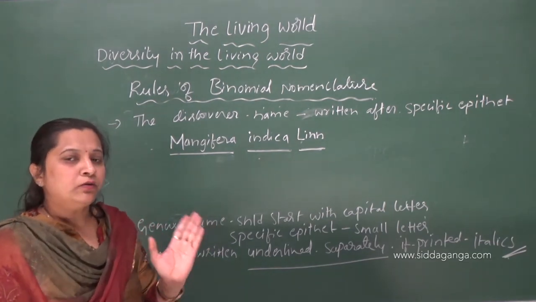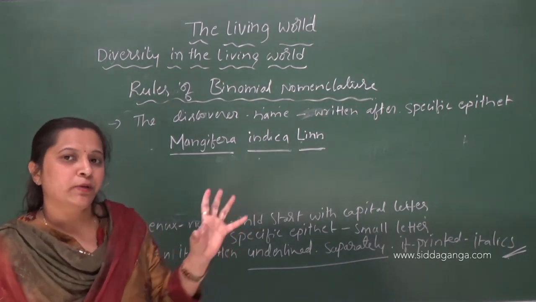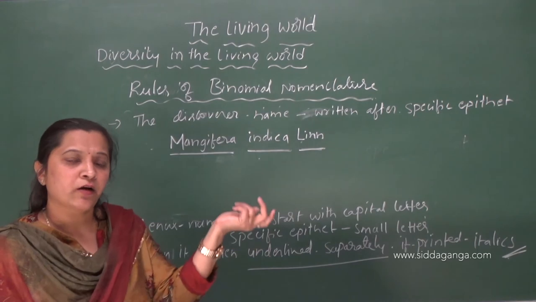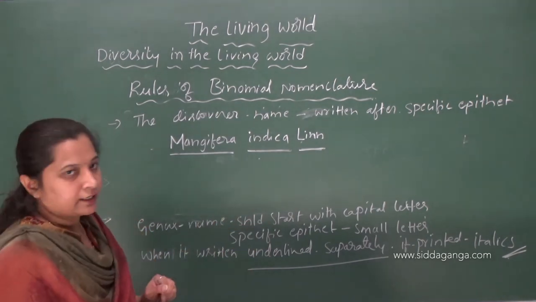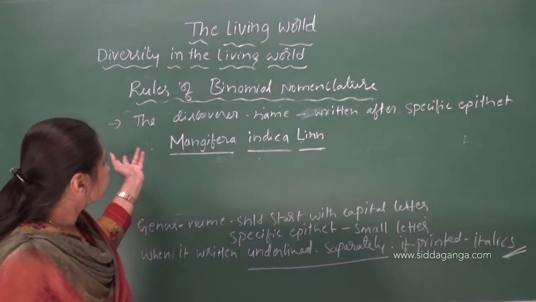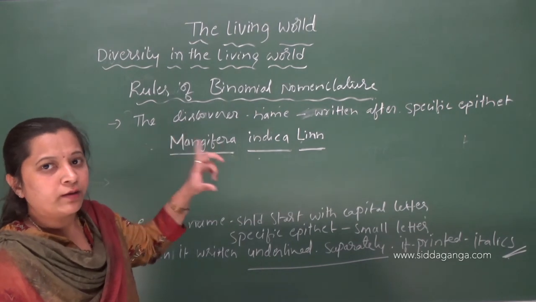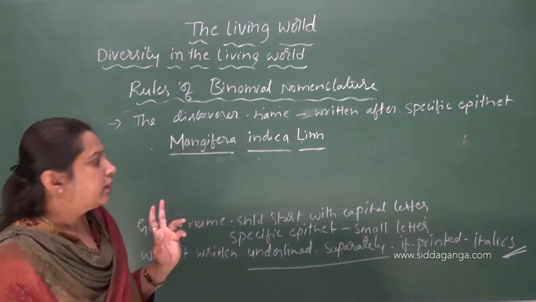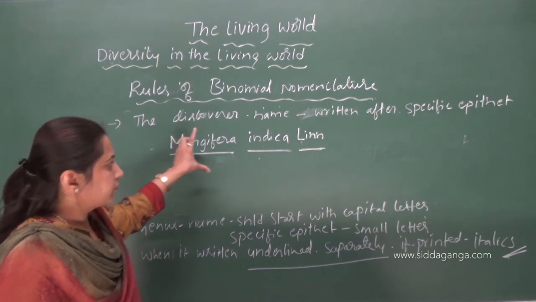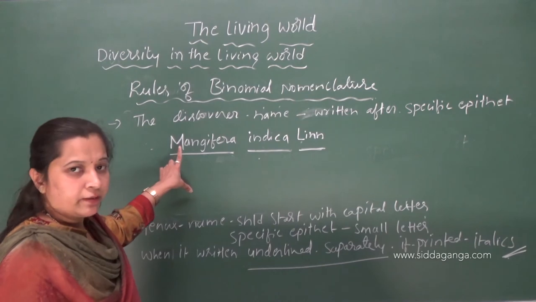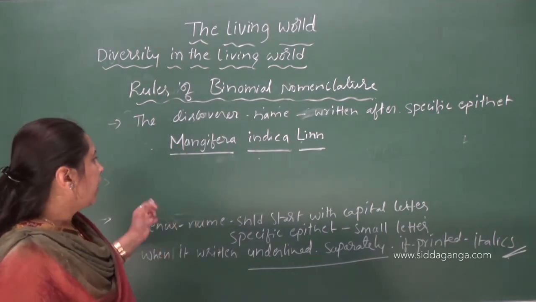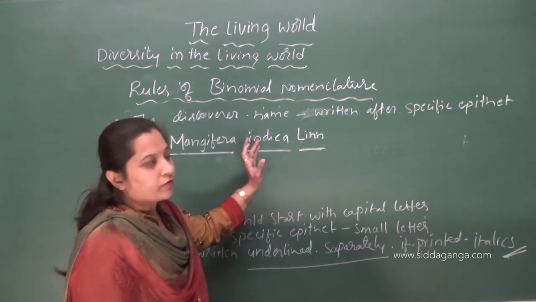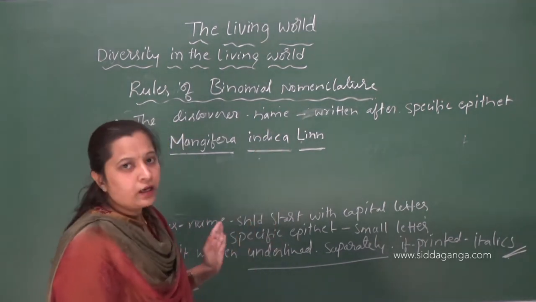According to the rules, biological names should be in Latin. The name must be derived from Latin, or Latinized irrespective of its origin, but it is in the Latin language. Every living organism is given only one particular name, and that consists of two components. The first is the genus name, and the second one is the species name. The genus name should be written first, followed by the species name. The first letter of the genus name should be in capital letter, and the species name in small letter. If the name is handwritten, we should underline it separately. And the discoverer name is written after the specific epithet. So these are all the rules of binomial nomenclature.